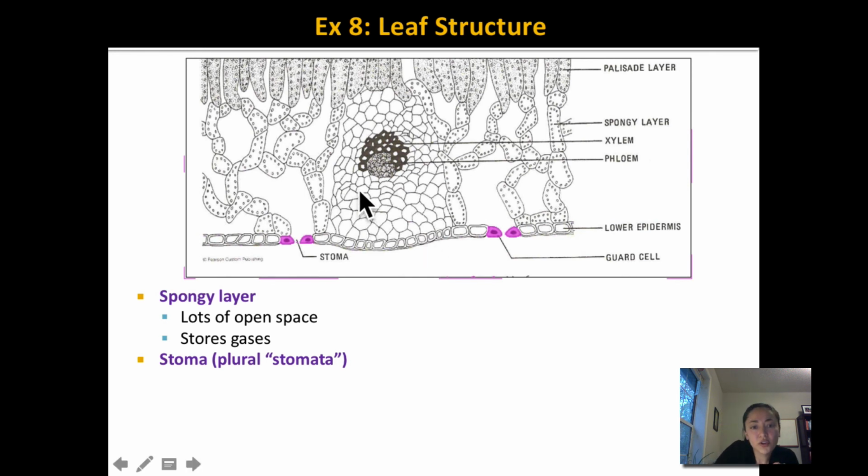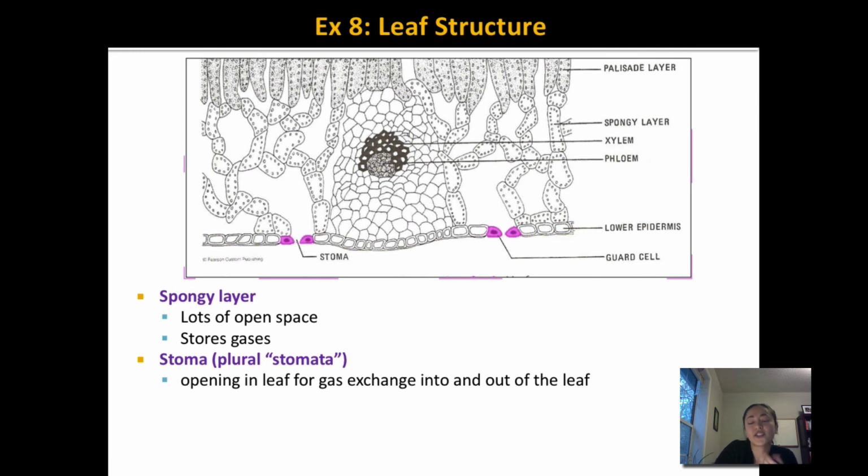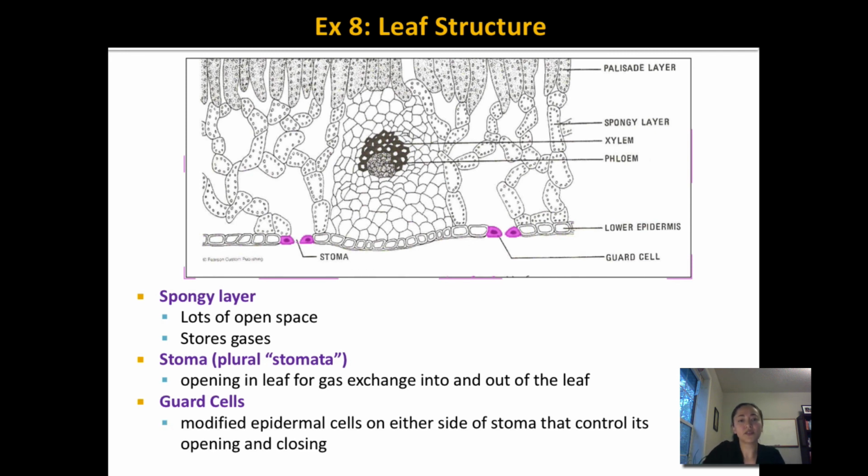Well, if you look on their lower epidermis, plants have these openings called stoma, or plural stomata. And this is where gas exchange can happen in and out of a leaf. However, the stoma aren't constantly open. They can actually regulate the opening and closing of the stoma using what are called guard cells, which are shown in pink in my diagram. Guard cells are modified epidermal cells, and they can actually cause that stoma to open or close.